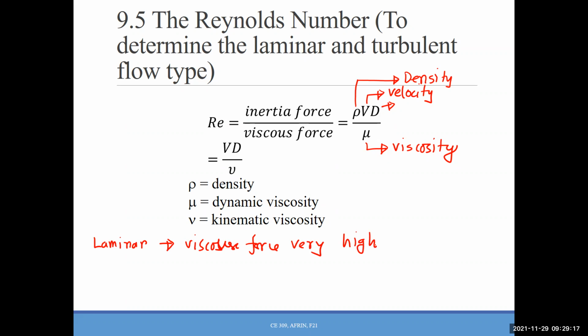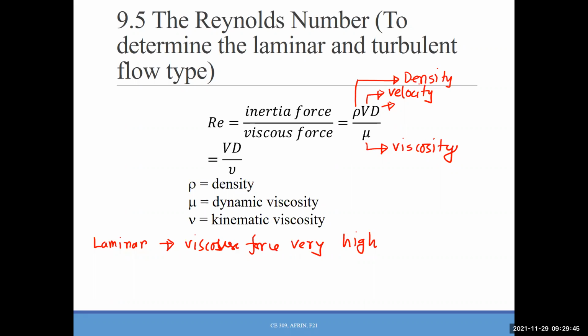Now, can you give me just one answer? For laminar flow and turbulent flow, for which one will the Reynolds number be smaller? Just look at this expression, inertia over viscous. Higher or lower? It will be lower, because the viscous force will be very high for laminar flow. That will give the Reynolds number the smaller magnitude, right?